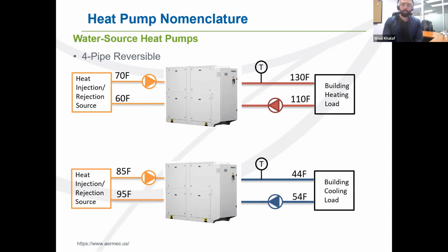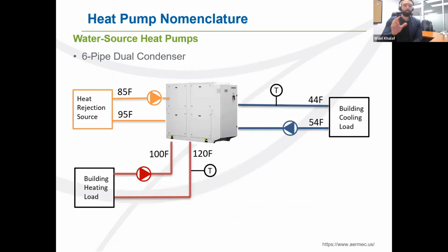Now, the image on the top shows the reversible heat pump in heating mode. And here the heat pump is drawing heat from the source loop and injecting it into the building heating loop. Whenever we have cooling required, the reversing valve will activate, and the heat pump removes heat from the building loop and rejects it to the source loop. So typically heating and cooling is available, but they're not done at the same time or simultaneously.